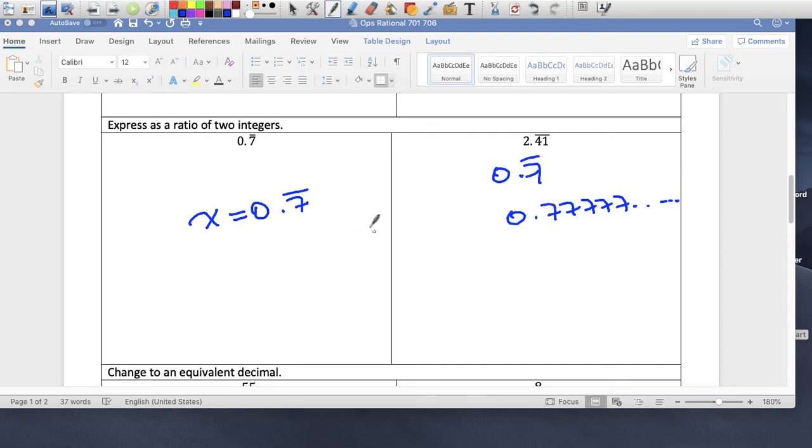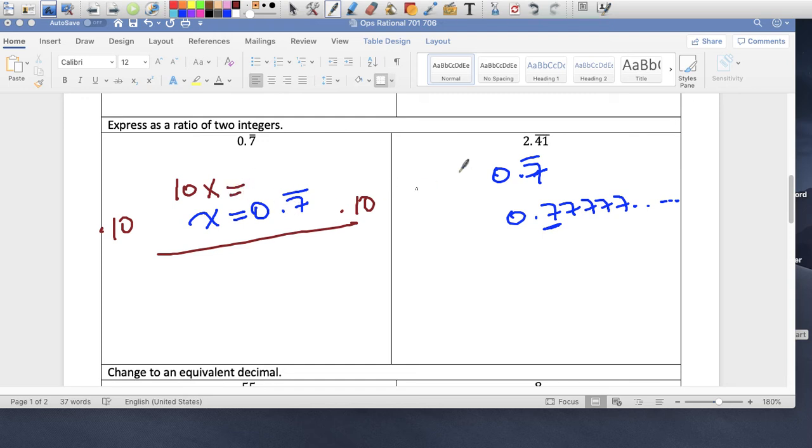But I want to change this to a fraction. So how many numbers are repeating? Well, it's one number, the 7, repeating infinite times. So that's why it's 0.7 bar notation. Because it's one number repeating, we're going to multiply both sides by 10. So I'm going to multiply this side by 10, multiply this side by 10. Well, what's 10 times x? It's going to give me 10x.